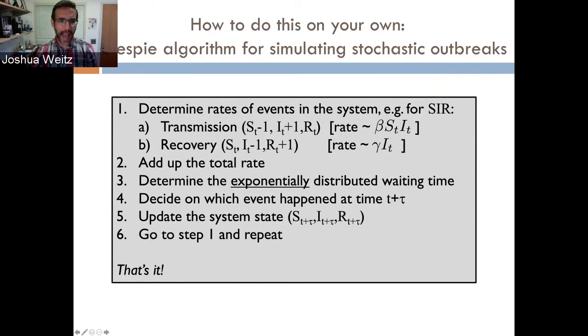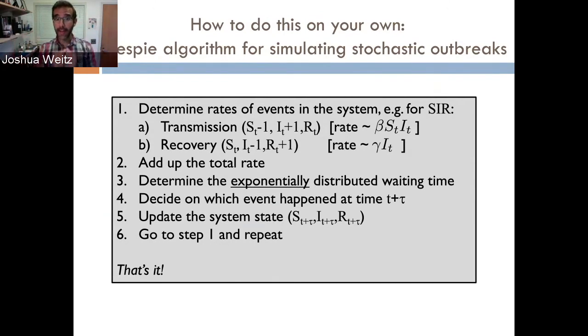We're going to add up these total rates. So we have the two rates. We add them up, and then we determine the exponentially distributed waiting time. And then we say which event happened. So in other words, we figure out the rates. Those are events that are happening. Let's say one is happening once every 3 days, the other one is happening once every 4 days.